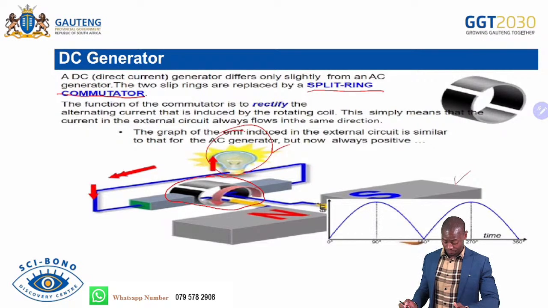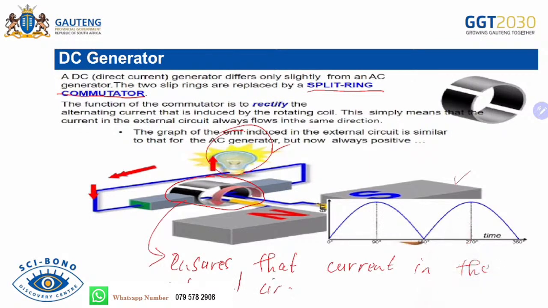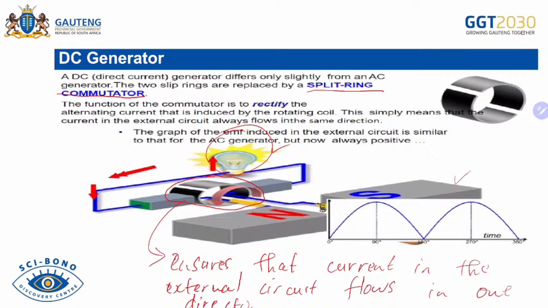Then here there's a split ring commutator. This one ensures that the current in the external circuit flows in one direction. It doesn't change direction. So that is the function of the split ring commutator.